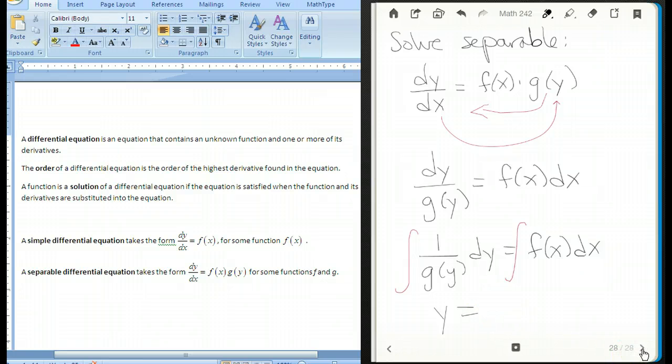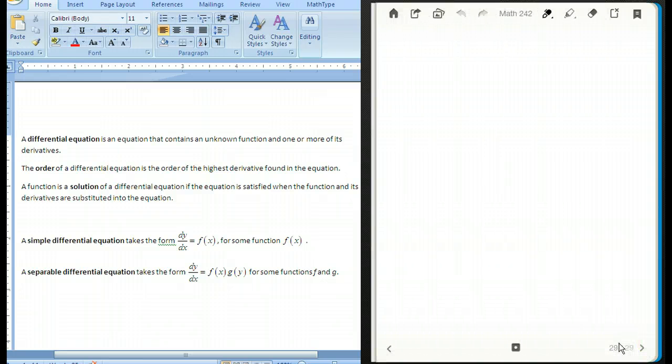Okay, so let's maybe do one example here of a separable one, since we've already done a simple one, right? We just did an antiderivative. Okay, let's solve a differential equation that looks like this. Let's do dy/dx equals x e to the y.